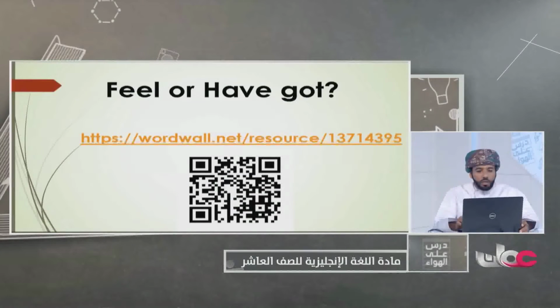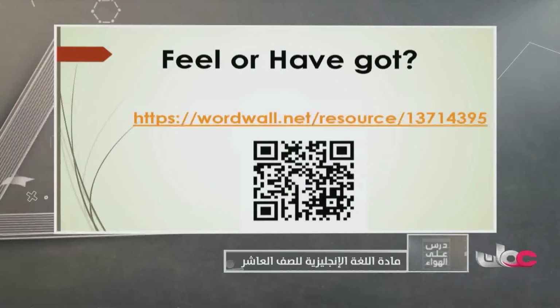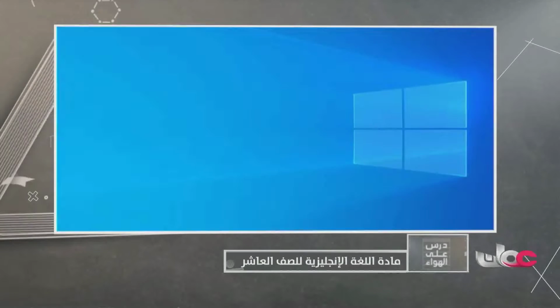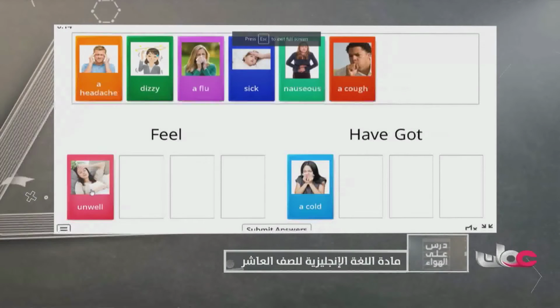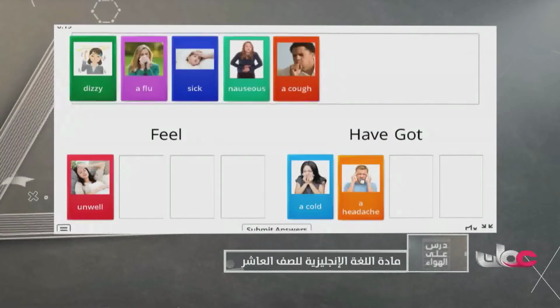Okay, then the last thing is I want you to test yourself whether to use feel or have got. So now let's play this game together, guys. So what should you use with feel and have got? A cold, this is a noun, so we should put it with have got. Unwell, this is an adjective. With feel, we should use the adjective. Okay, a headache, this is a noun, so we should use it with have got.